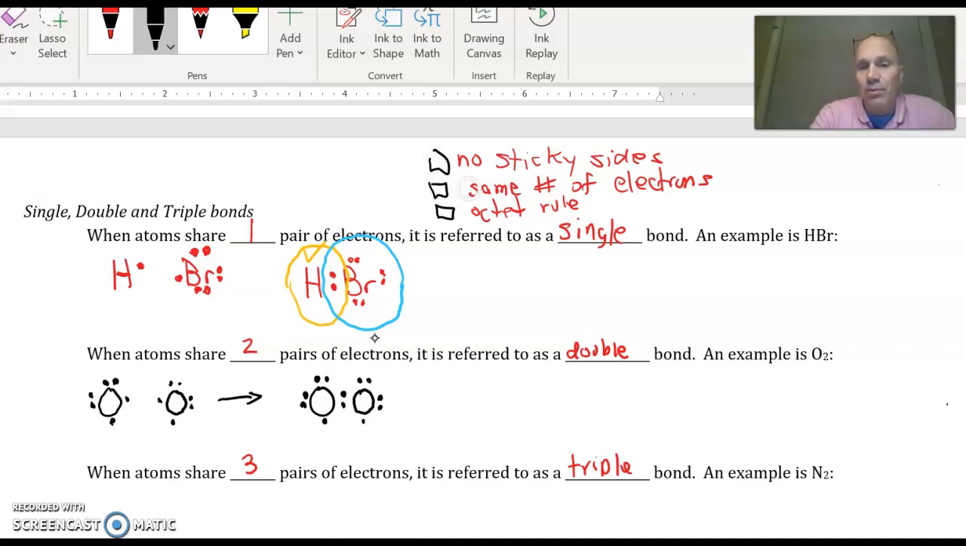We are good with the second part. We haven't dropped any electrons. We haven't added any electrons. But another thing that would tell you that you're not complete is the octet rule. So if I were to take, let me highlight.